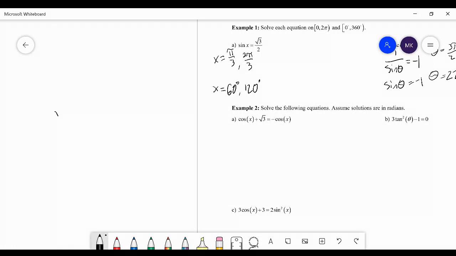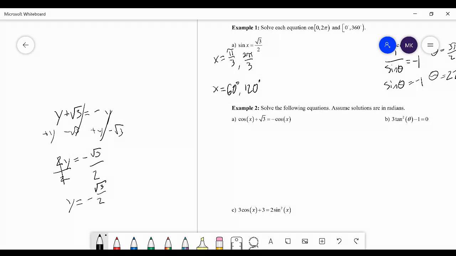But if I give you an equation, y plus the square root of 3 equals negative y, well, how are you going to solve this? Of course, anytime we have something like this, we need to get all our variables to one side, all of our non-variables to the other, right? So we subtract root 3, add y to both sides. Those cancel, we get 2y equals negative root 3, divide by 2. Maybe that y equals negative root 3 over 2.